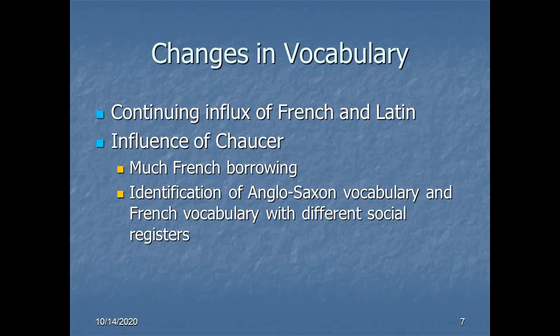What Chaucer also does, and this is something that's already present in the language, is he quite consciously distinguishes between social registers by using either Anglo-Saxon or French vocabulary, with, of course, French hitting the higher register and Anglo-Saxon words hitting the lower register. He does this with poetics as well. The Canterbury Tales is written in rhyming iambic pentameter.